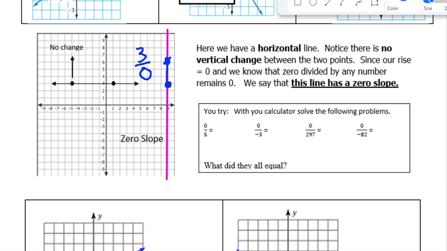All right, so those are the types of slope and how to find slope on a line. Hopefully you remember that from last year.